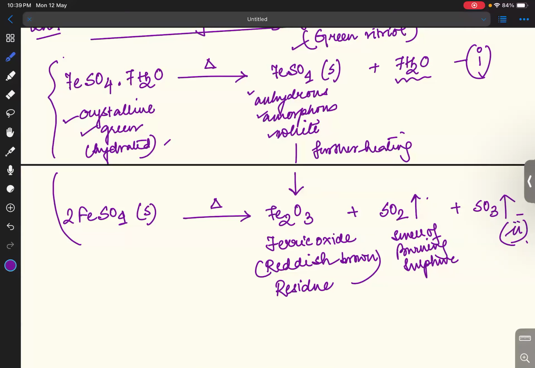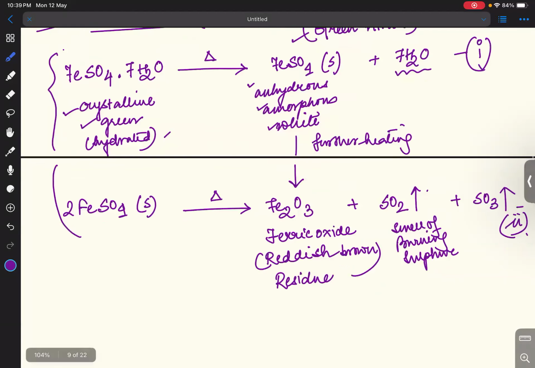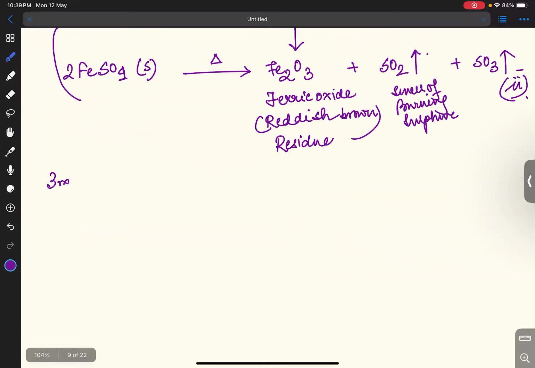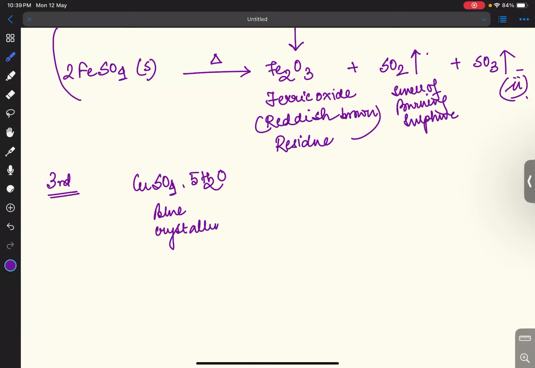Okay. Now let's go on to the next one, which is copper sulfate. The next one is number 3. Copper sulfate dot 5H2O. Okay, this is blue in color. It is crystalline. Why, students? Because in the hydrated form, containing 5 water molecules loosely bound around copper sulfate salt, it will achieve a blue color and a crystalline shape.